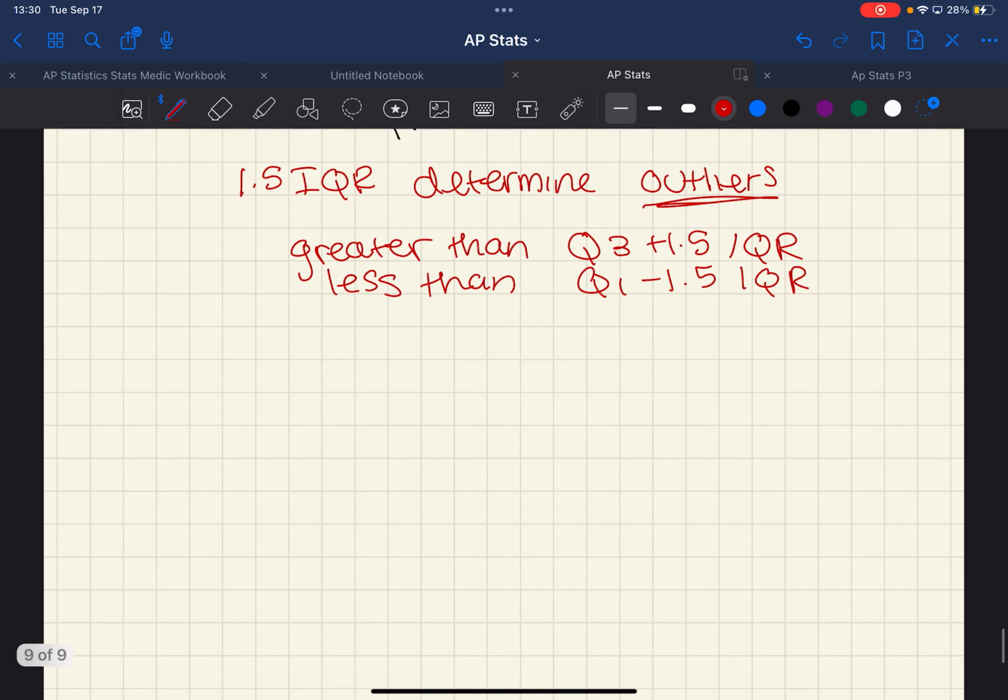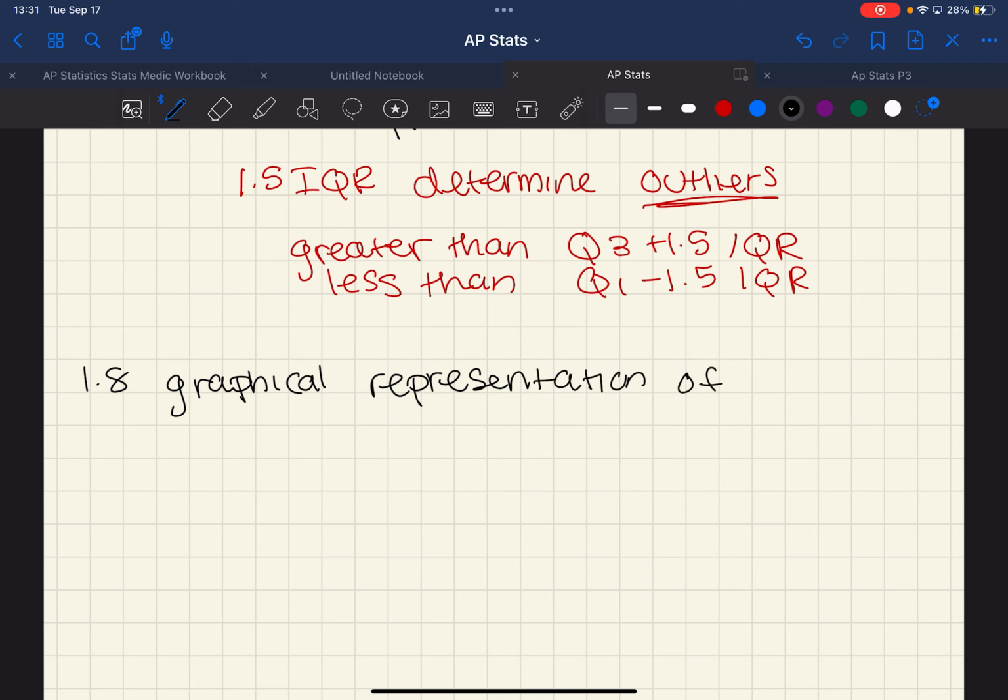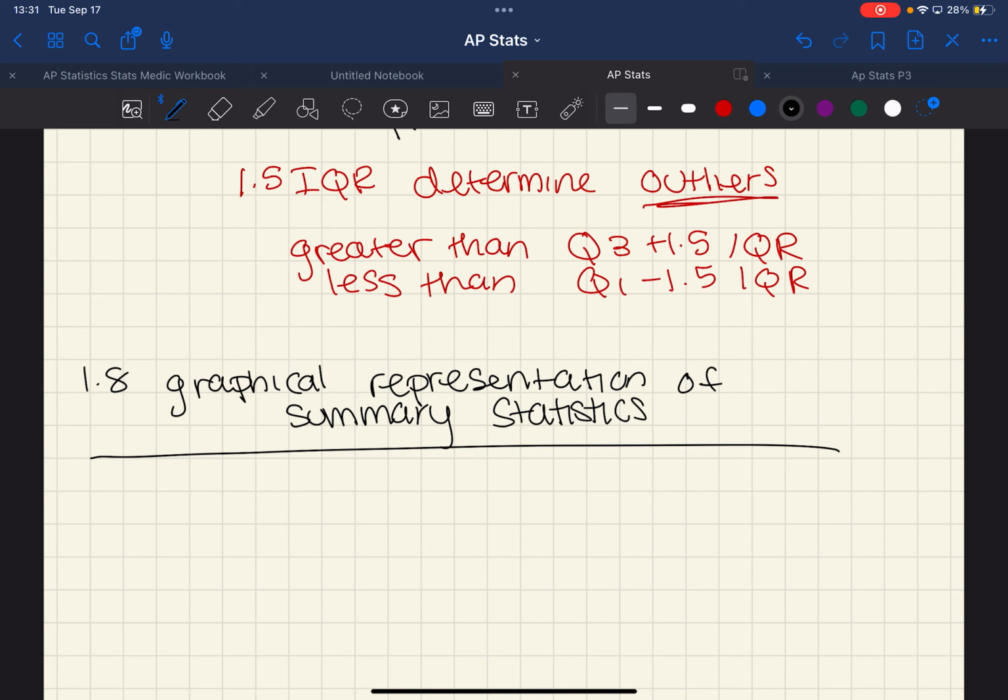Let's look at 1.8. 1.8 is the graphical representation of summary statistics. So this brings us back to when we learned about box plots. Okay? So a 5-number summary provides the summary of the data set. It consists of the minimum value, the first quartile, the median, the third quartile, and the maximum.